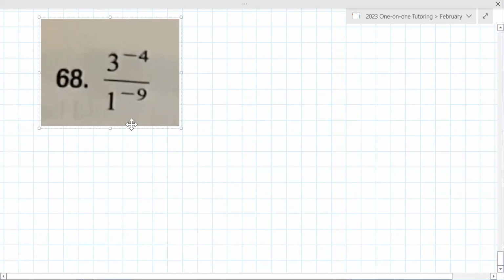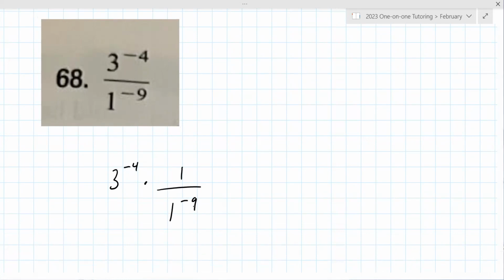There could be a rewrite step here. Like you could look at it as, okay, it's 3 to the minus 4 times 1 over 1 to the minus 9. That's one way to do it. Or maybe you can do it another way. It doesn't really matter. You get preferences, you get choices here. You get to choose how you want to work it. Just see if this makes any sense from here. I don't want to say too much, maybe.